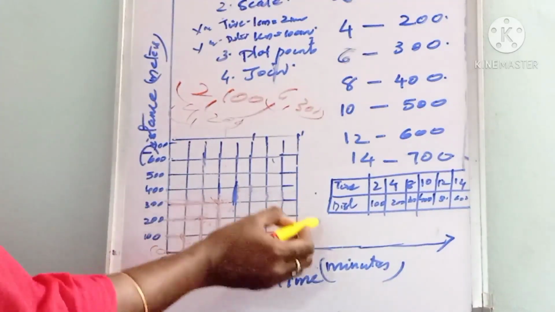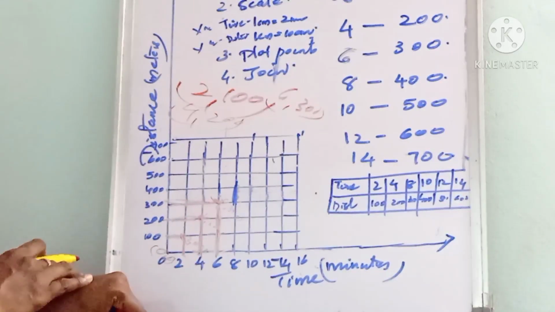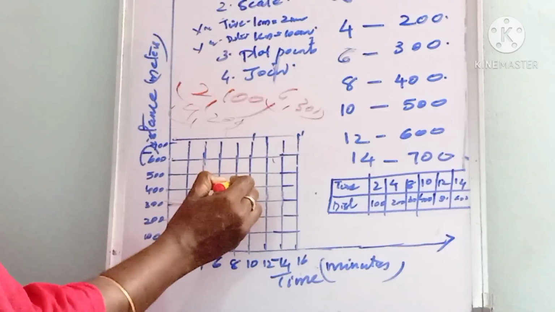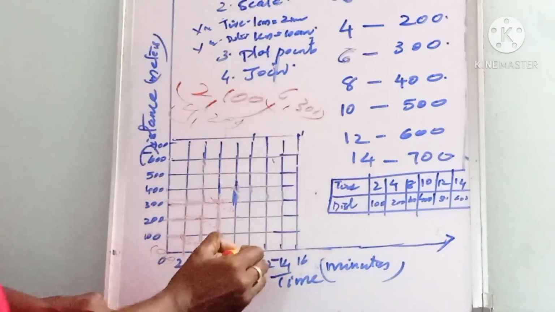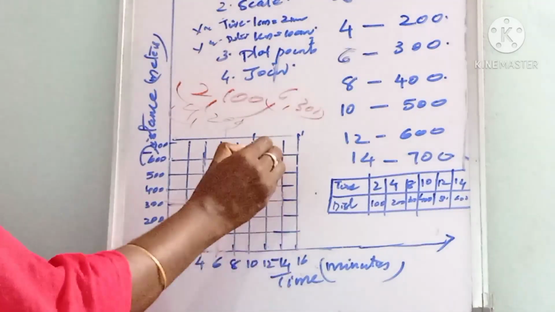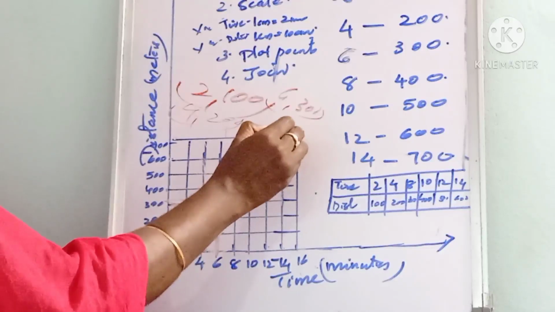In all, up to 14, 700 we have to represent the points. Next, 8, 400 here. Then 10 corresponds to 500 here. Then 12, 600 here. Then 14, 700 is the last point.